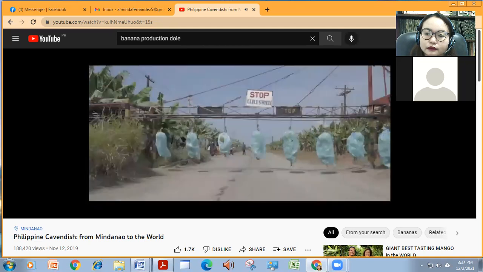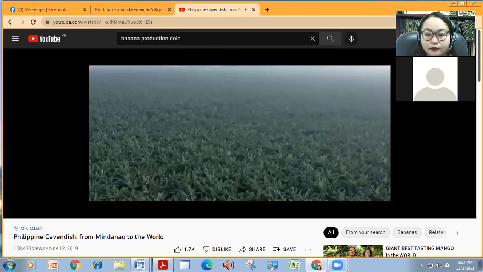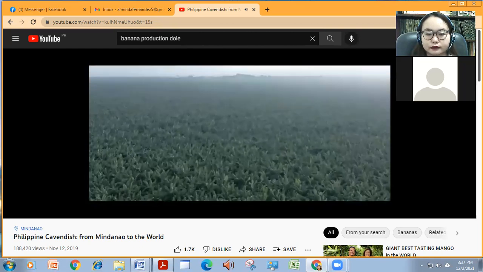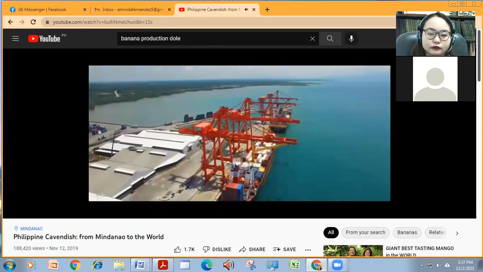Unifruity is also putting up a 1,000-hectare banana plantation in Lamitan City, Basilan, a component province of the Bangsamoro Autonomous Region of Muslim Mindanao.